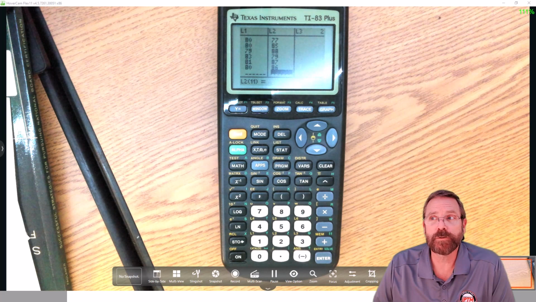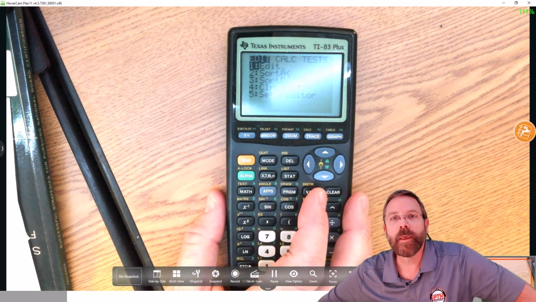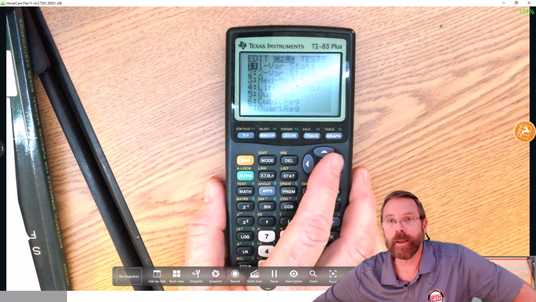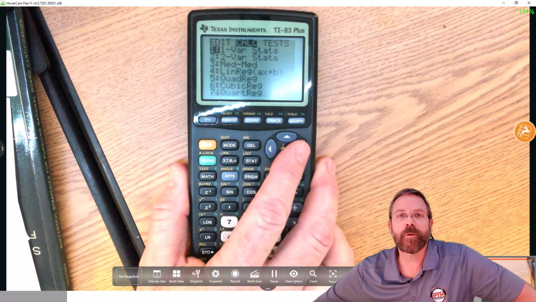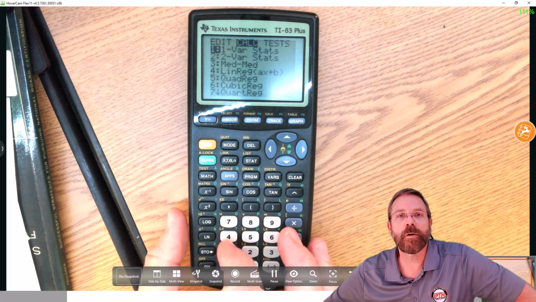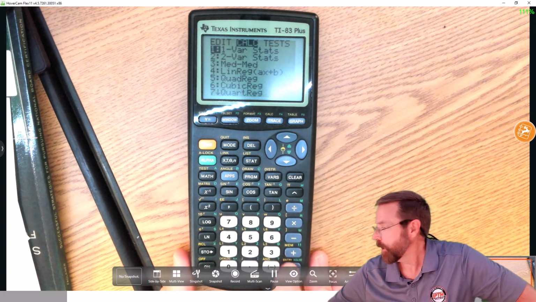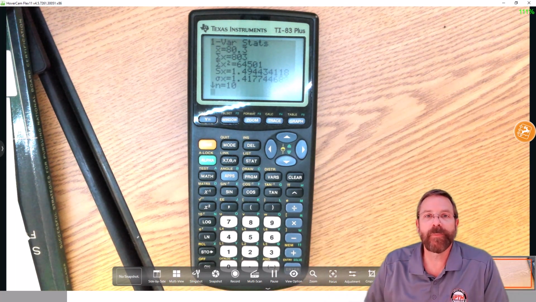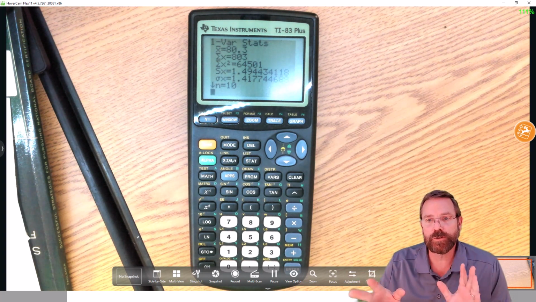Now the next thing I'm going to do is go back to my Stat button and hit the right arrow to highlight the Calculate button. Then I'm going to use either the 1 button or just enter, because 1 is already highlighted for 1-Var Stats. I'm going to hit enter on that, and enter 1 more time, and boom, that's the same information that they gave us on the spreadsheet in the lesson.